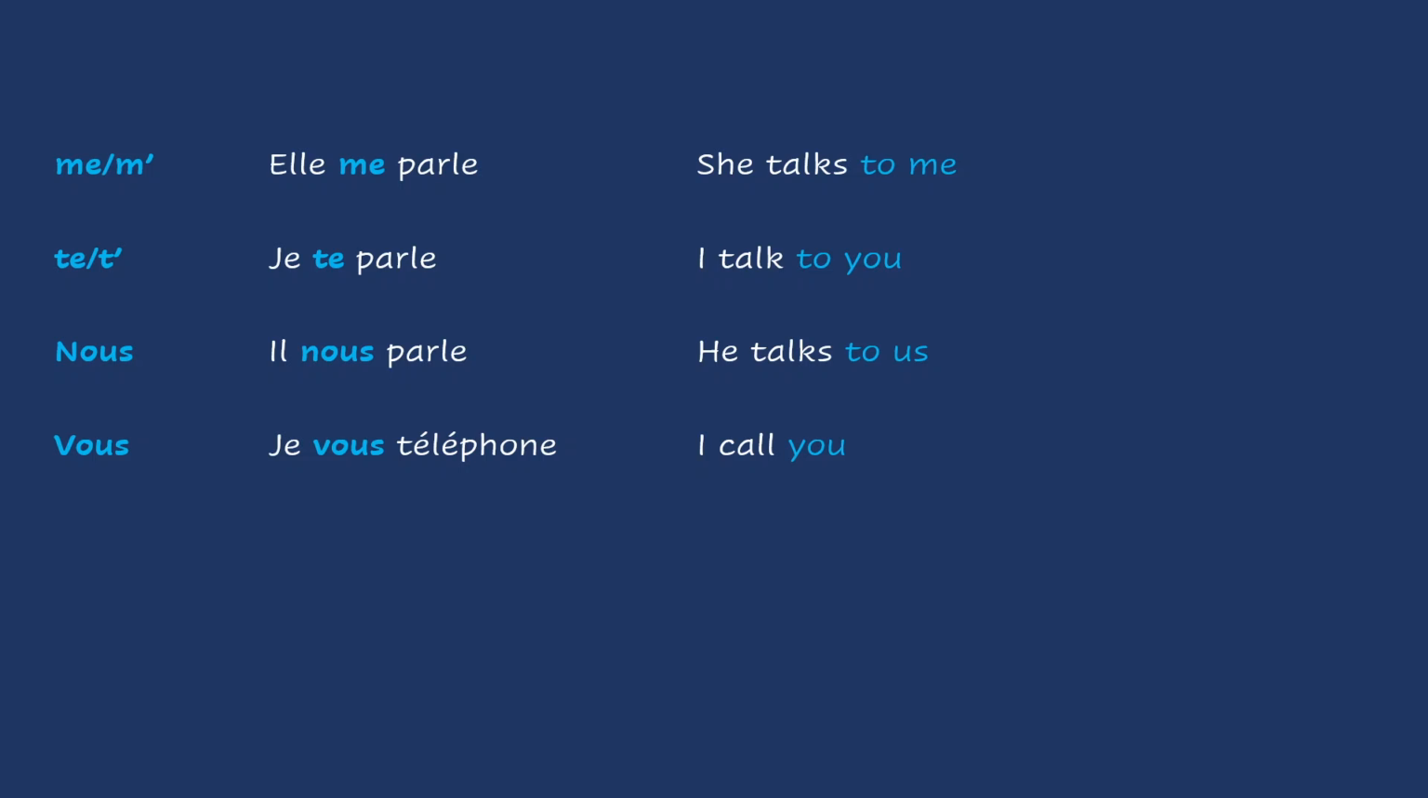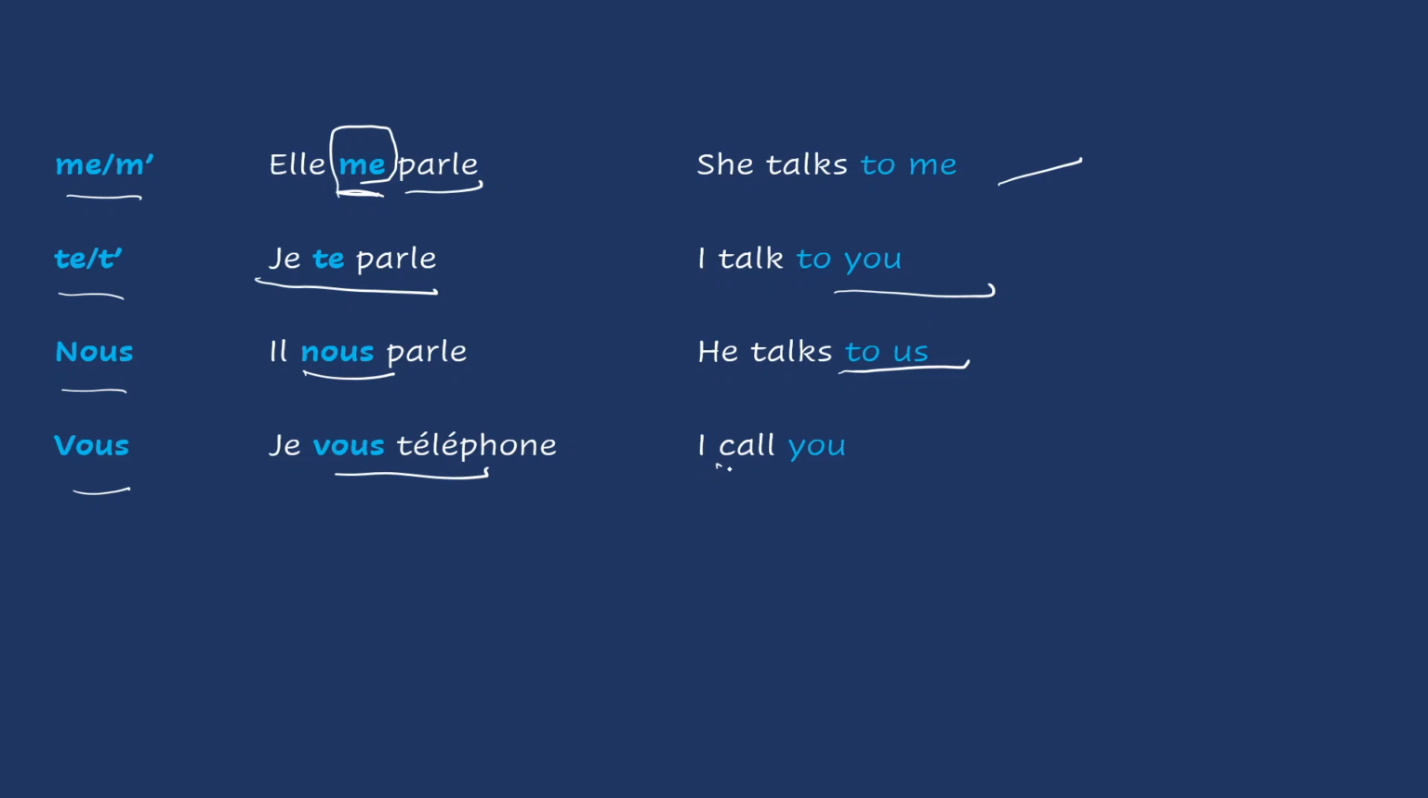Same as with the direct object pronouns, you also have the me, te, nous, and vous pronouns. For example, elle me parle, she talks to me. Again, here the pronoun is placed directly in front of the verb. Je te parle, I talk to you. Il nous parle, he talks to us. Je vous téléphone, I call you.